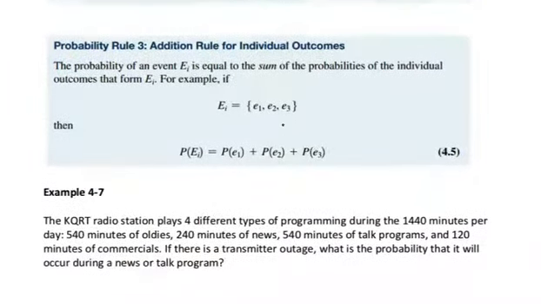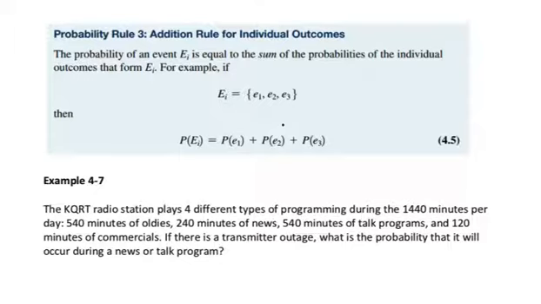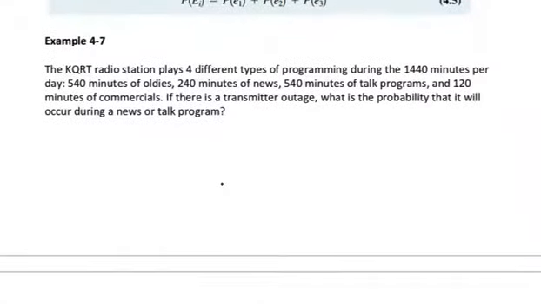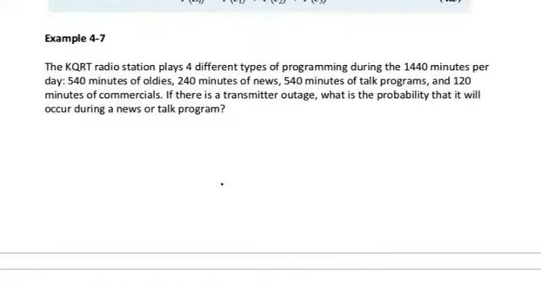Our third probability rule is the addition rule for individual outcomes. The probability of an event is equal to the sum of the probabilities of each outcome in that event. So I can take the probability of each individual outcome and add them together. Let's look at example 4.7. The KQRT radio station plays 4 different types of programming during the 1,440 minutes per day. 540 minutes of oldies, 240 minutes of news, 540 minutes of talk programs, and 120 minutes of commercials. If there is a transmitter outage, what is the probability that it will occur during a news or talk program?